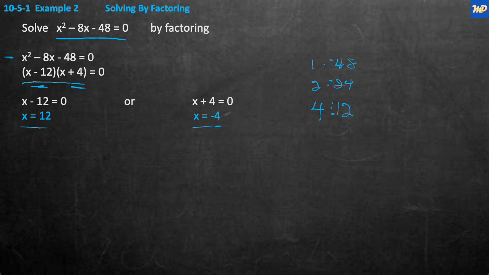Those are the solutions. So the parabola will cross the x-axis at positive 12 and negative 4. If I draw it, it's going to cross here. Negative 4 is going to probably come somewhere like that. So here's the 12 over here, and here's the negative 4 down here. So there would be the two points. Not exactly, but you get the idea.